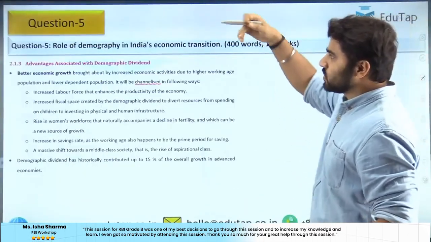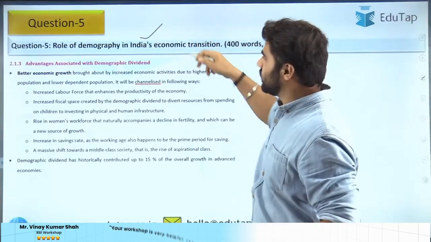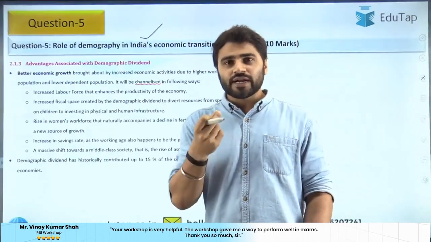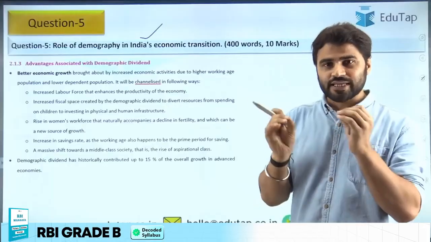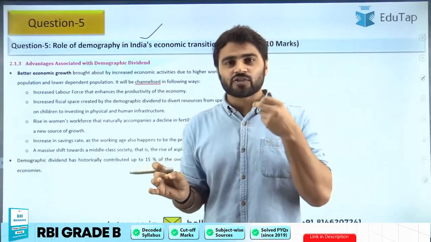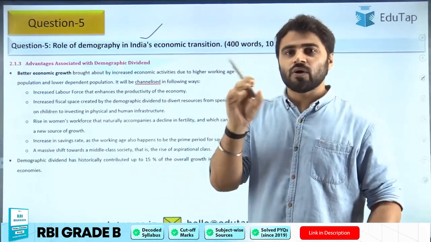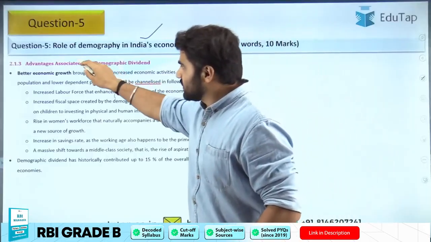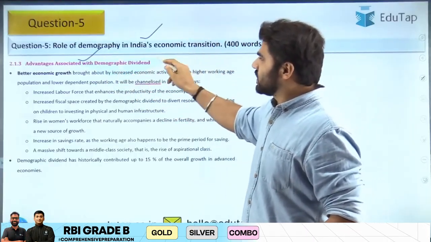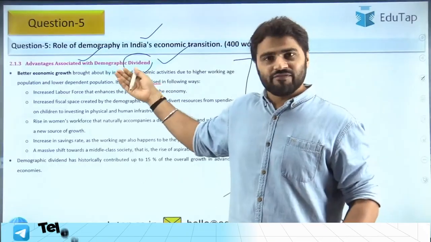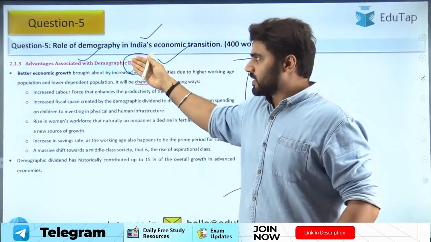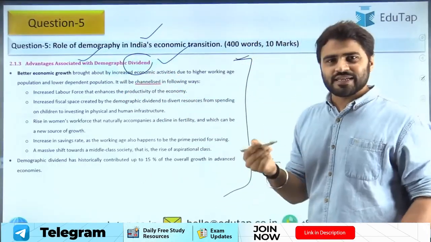So guys, this is about this question, that is role of demography in India's economic transition. I hope you are getting how, if a simple statement is asked, you can create further questions in that particular statement, and how you can fetch good marks by answering the question in a holistic way, right? Now let's discuss the advantages associated with the demographic dividend. So guys, this is basically the snippet from our EduTap material where we have covered this question thoroughly, right? So here you can see, this is a snippet, right?